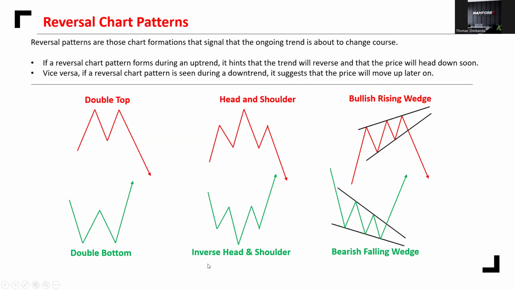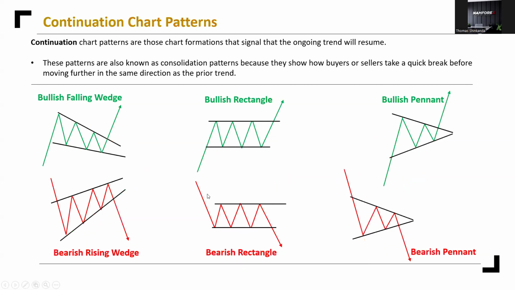This is a reversal, inverted head and shoulders is a reversal, all these are reversal. And then these are continuation patterns, whereby the market was going up. For example, the market was trending up. It takes a break, and then after taking a break, it breaks above and continues to go up. This is a continuation pattern.